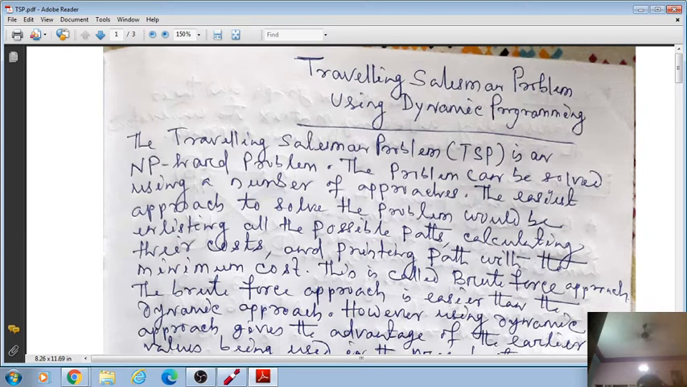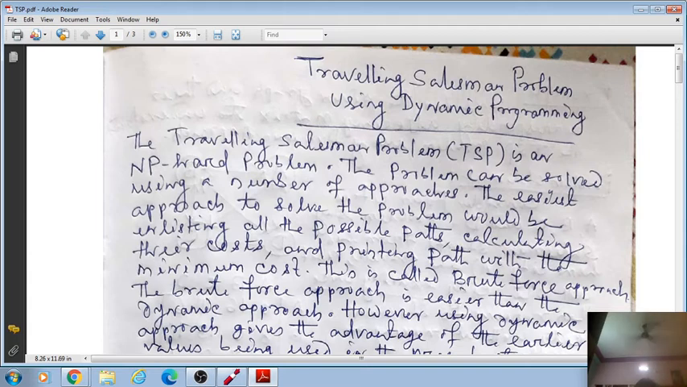The traveling salesman problem is an NP hard problem. In your fourth unit I will discuss what NP hard and NP completeness are. For the time being, just remember this is a kind of NP hard problem. That means the problem can be solved using a number of approaches. There are many ways people have solved this, but as per your syllabus, you have to discuss it through dynamic programming.